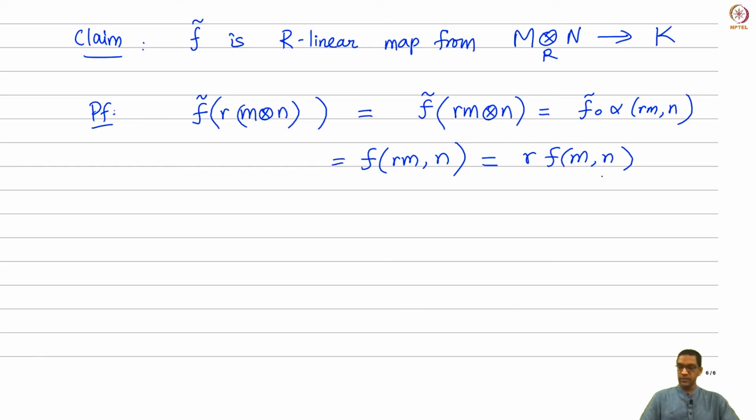Okay. So what this means is that f tilde of this, so what's the final answer? Okay, so I just wanted to rewrite this. So f of m comma n is of course just f tilde of m tensor n. Yes, that's what I want. Okay, so this equation here is where I'm using the additional property of f, because f is bilinear.